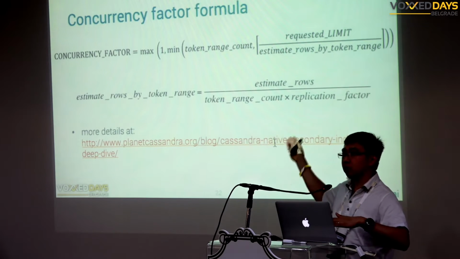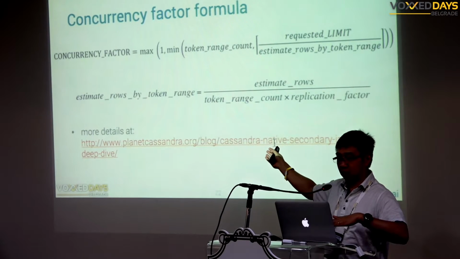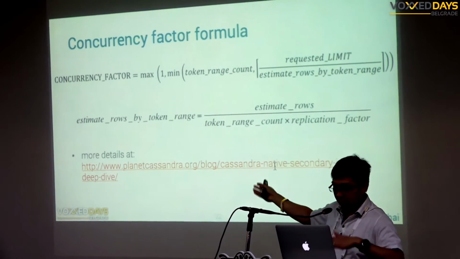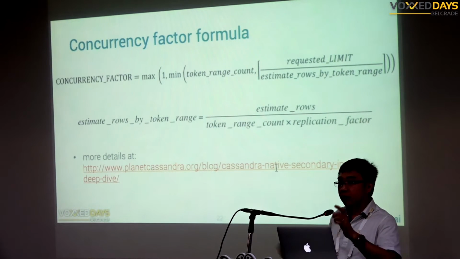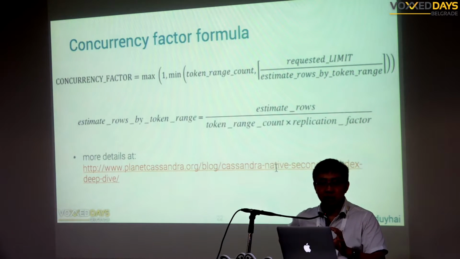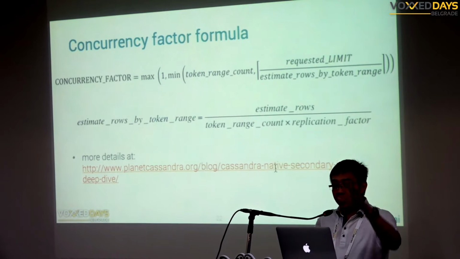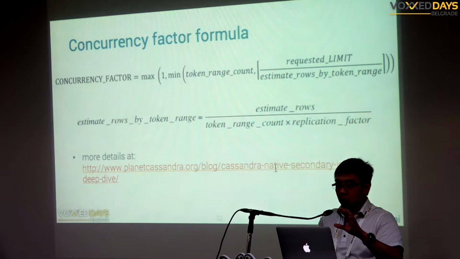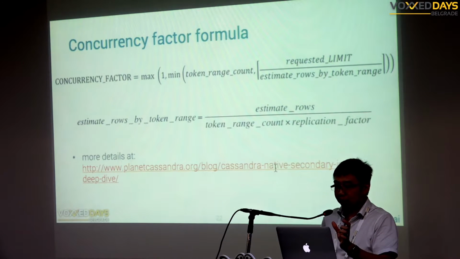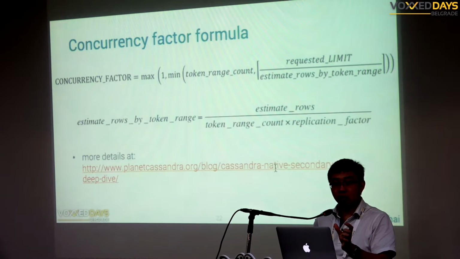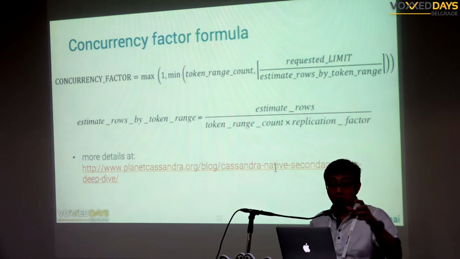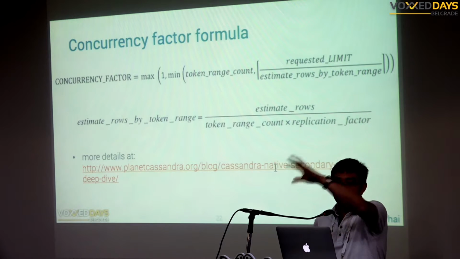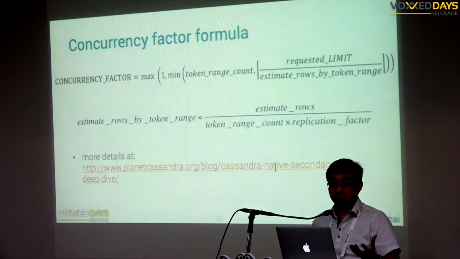So this is the exact formula of how to compute the concurrency factor. It's complex, and it is based on the assumption that the data are distributed uniformly on a cluster. So if you can get some statistics about how many rows you have on one machine, you can estimate that on the other machines you have the same amount of rows. Right?